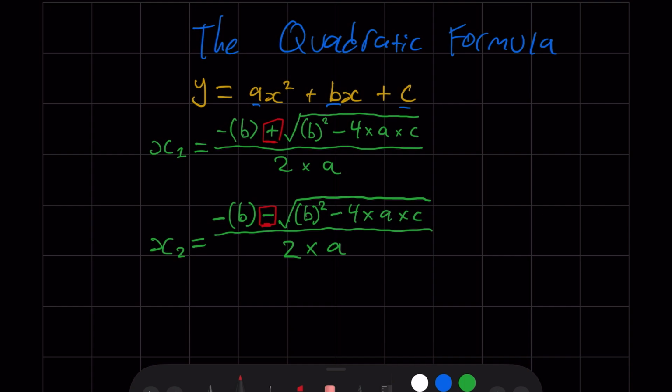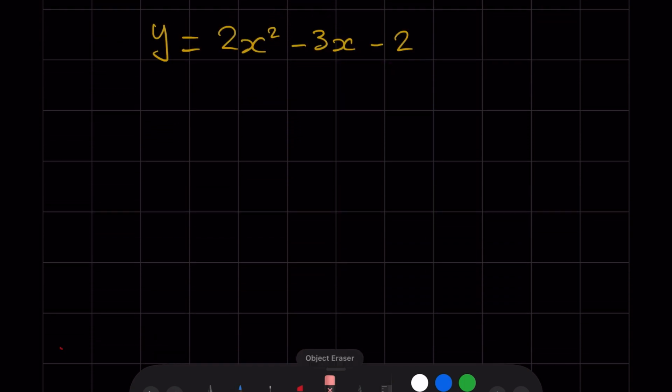So let's do a practice question right now. First thing I want to do is write out what my values for a, b, and c are. So a equals, b equals, c equals. Now a is this first one here, it comes first, and it is +2. B is the second one, and b is -3. And c is the third one, and c is -2.